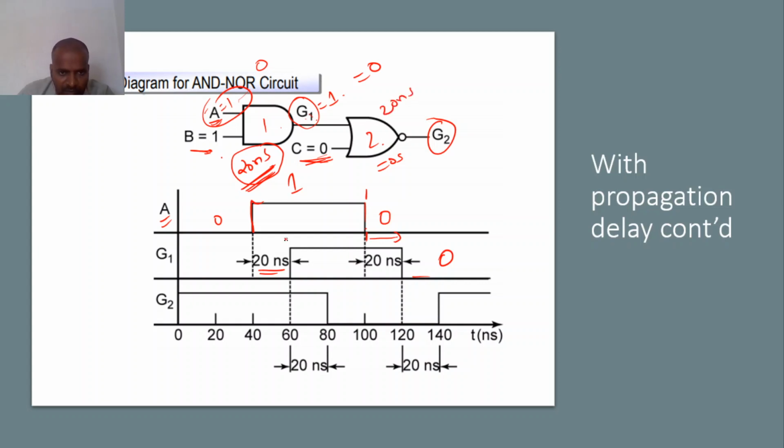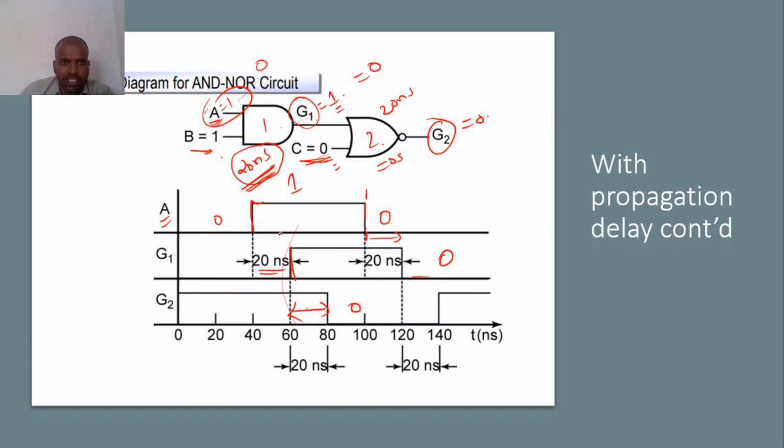Have a look at this. So G1 is changed here. But what is the G1 value? 1, and this is 0. According to the NOR gate, this value should be 0. So when it is changing into 0, see, after 20 nanosecond time delay only, it is changed into 0.